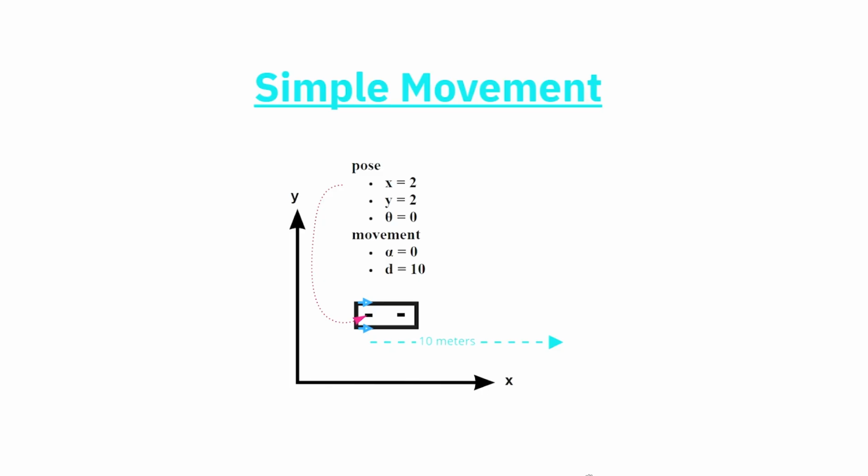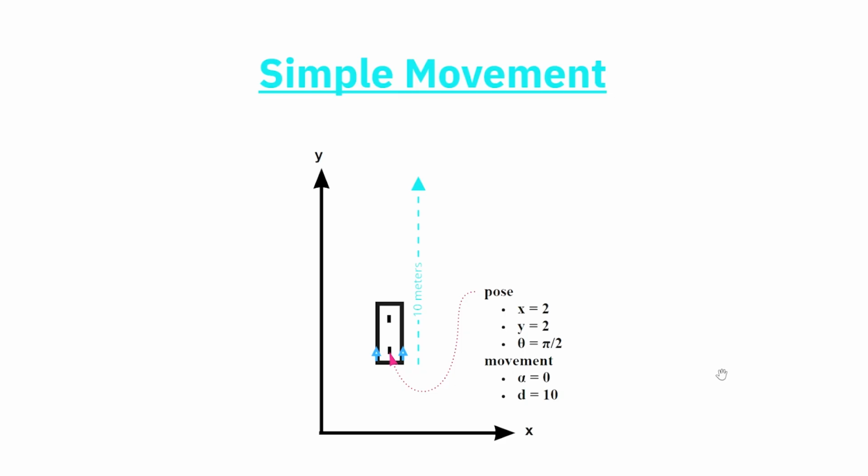Using the bicycle model, we can choose to engage only one of the controls. In this case, if we keep the steering angle fixed at 0 degrees and only apply forward movement, then the robot will travel in a straight line in the direction of its orientation. In this simple case, what will the final pose of the robot be? Since the orientation is parallel to the x-axis, the forward movement will only affect the x property of the pose. In this case, the final pose will be x equals 12, y equals 2, and theta equals 0.